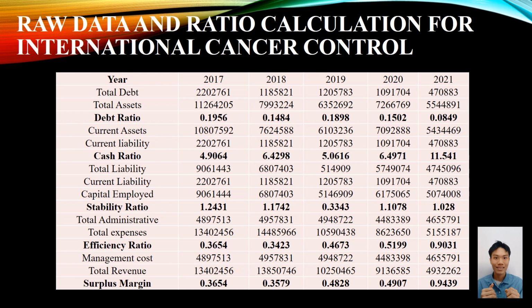Hi everyone, I'm Jensen, and now I would like to continue with the data analysis and interpretation. Here is the raw data and ratio calculation for the International Cancer Control. We have taken the data from 2017 to 2021, including the debt ratio, cash ratio, stability ratio, efficiency ratio, and also the surplus margin.